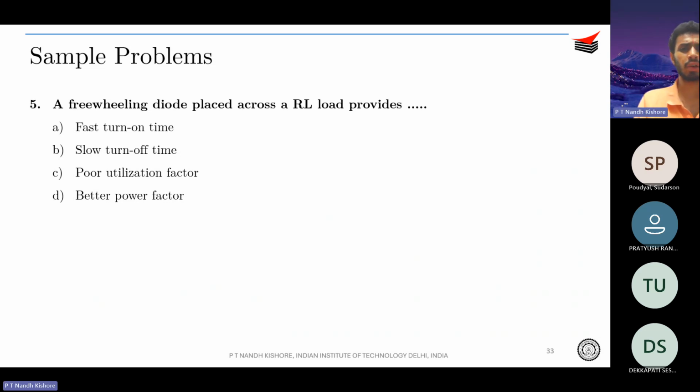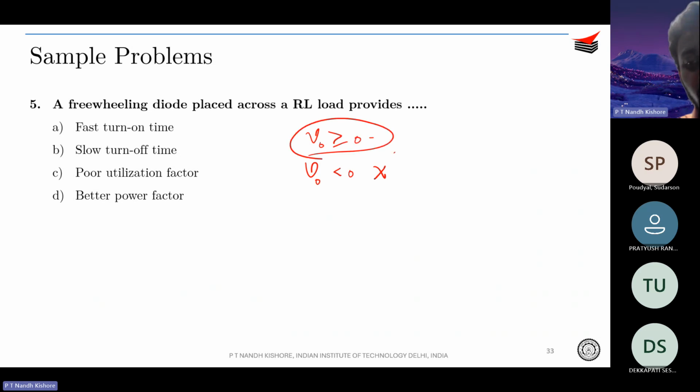Okay, a freewheeling diode placed across a RL load provides what? Fast turn-on times, low turn-off time, poor utilization factor, or better power factor. So you understand that the freewheeling diode doesn't allow your V0 to go negative. Less than 0 is not possible. So V0 is always greater than or equal to 0, right?